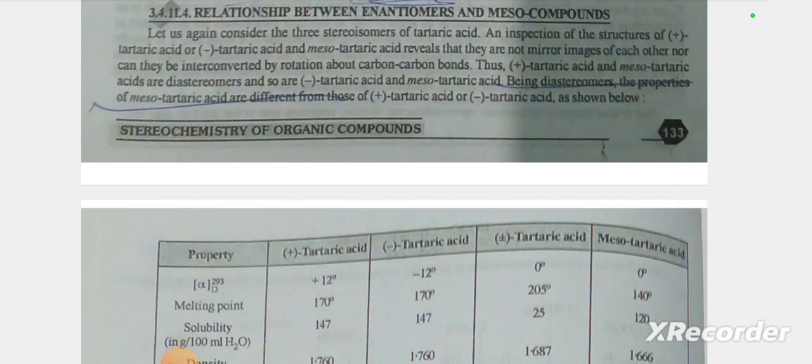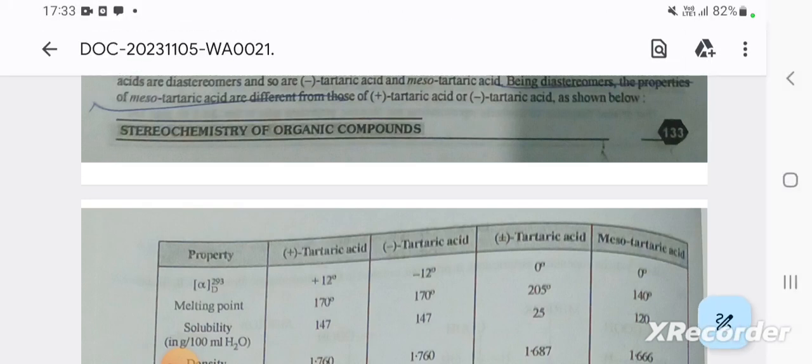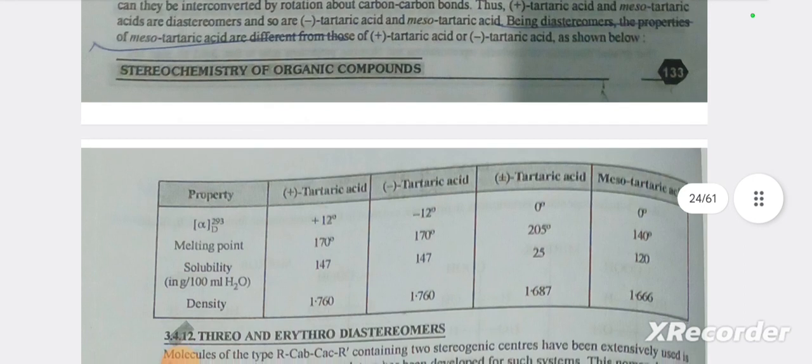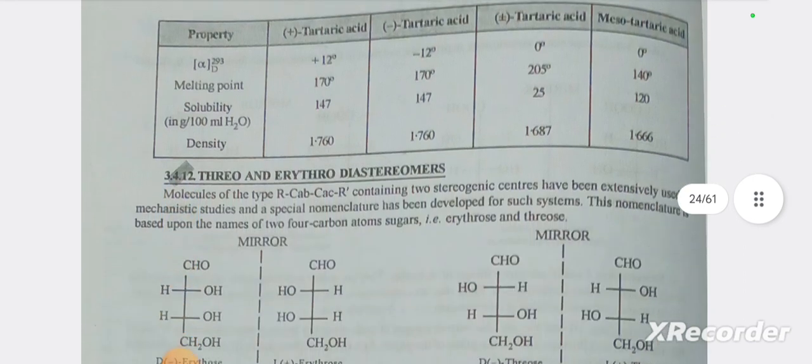Relationship between enantiomers and meso compounds. Let us again consider the three stereoisomers of tartaric acid. An inspection of the structures of plus tartaric acid, minus tartaric acid and meso-tartaric acid reveals that they are not mirror images of each other, nor can they be interconverted by rotation about carbon-carbon bonds. Thus, plus tartaric acid and meso-tartaric acid are diastereomers. So are minus tartaric acid and meso-tartaric acid. The properties of meso-tartaric acid are different from those of plus tartaric and minus tartaric acid as shown below.